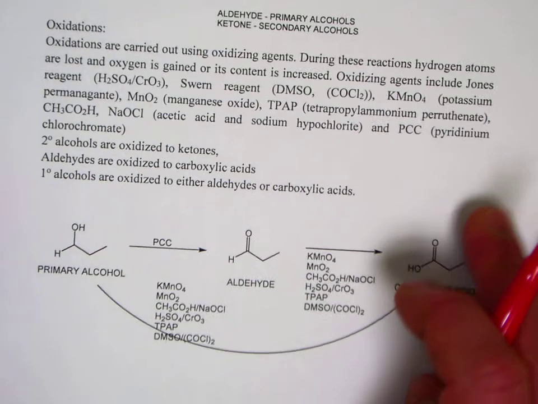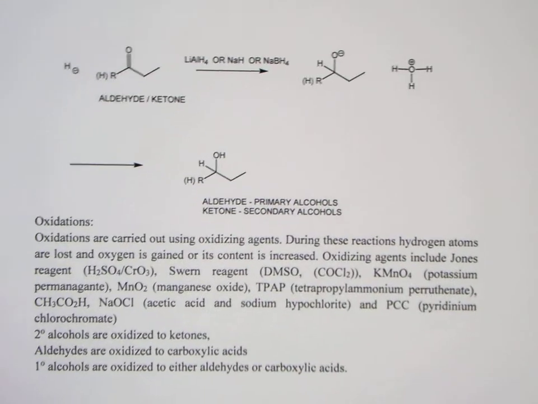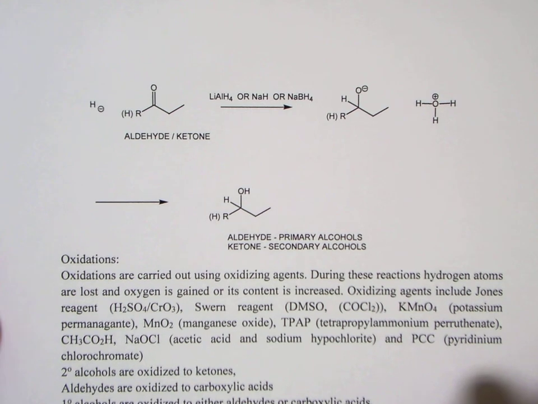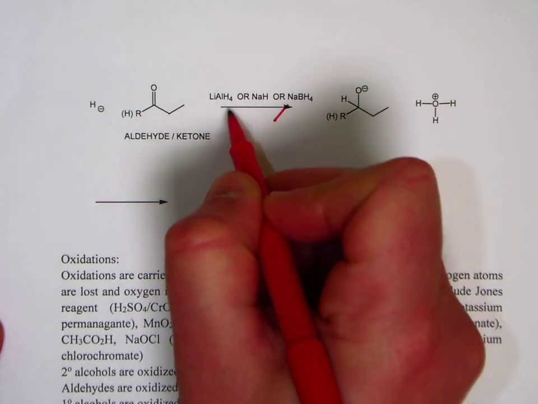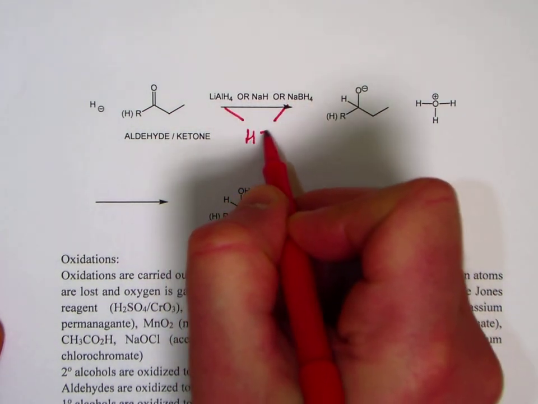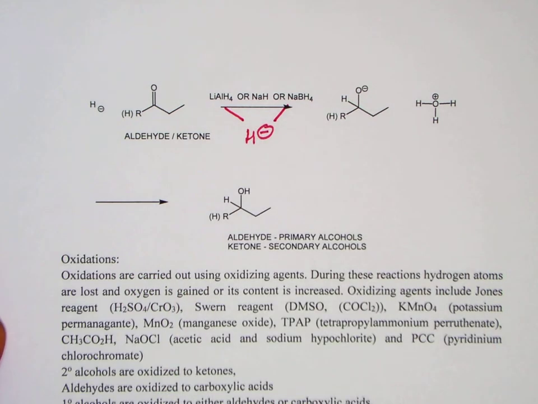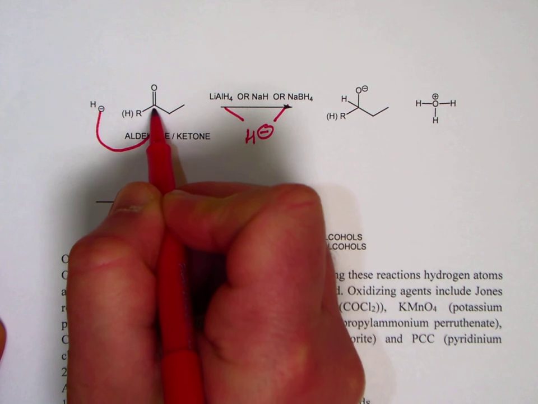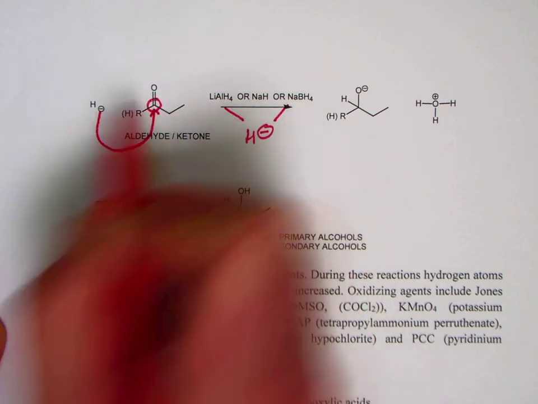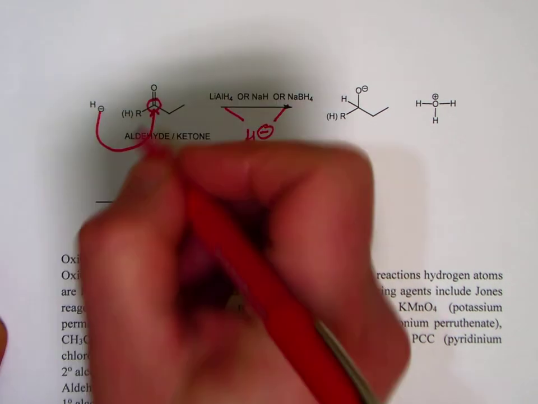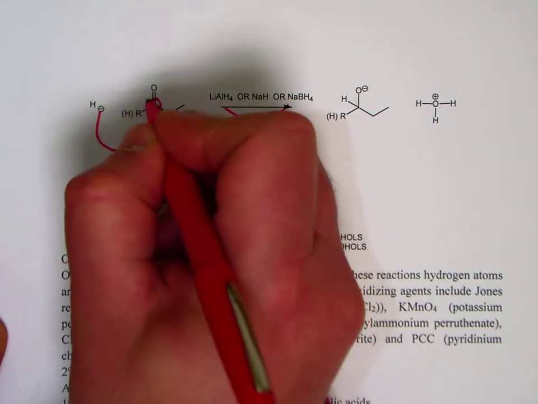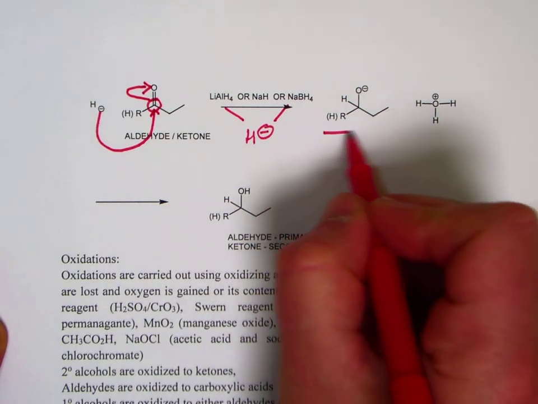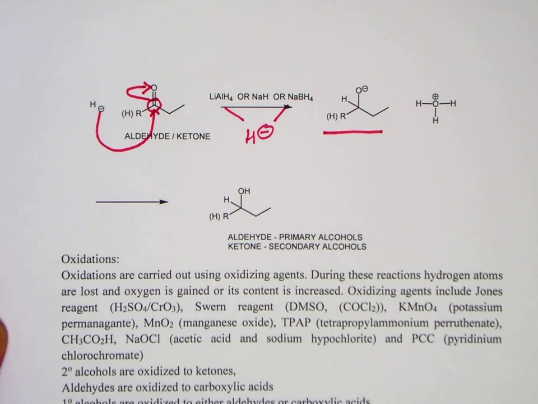We can look at how this reduction takes place using the lithium aluminum or sodium borohydride. Okay, we should recognize that the sodium borohydride, the lithium aluminum hydride are sources of hydride ion. The hydride is going to come in and attack the most electrophilic center, which is the carbon of the carbonyl. Okay, we know that it's more electrophilic because the oxygen is more electronegative, and as it attacks that center, the electrons are going to move up to the oxygen to form this intermediate, which is our alkoxide.